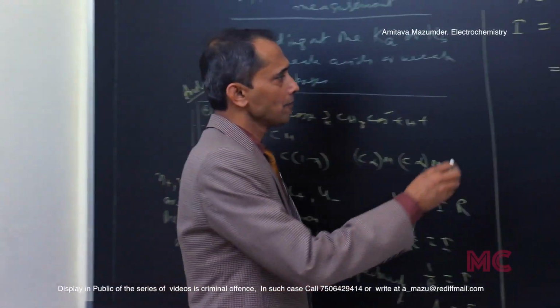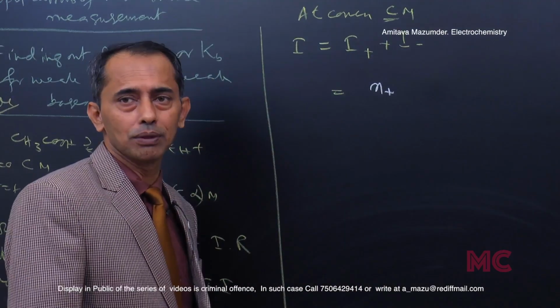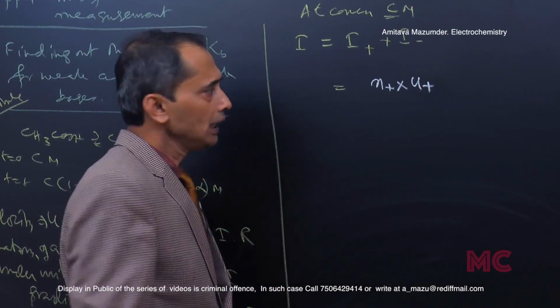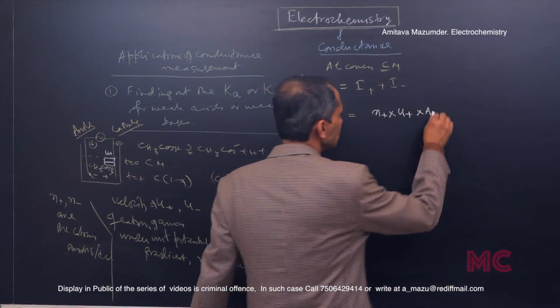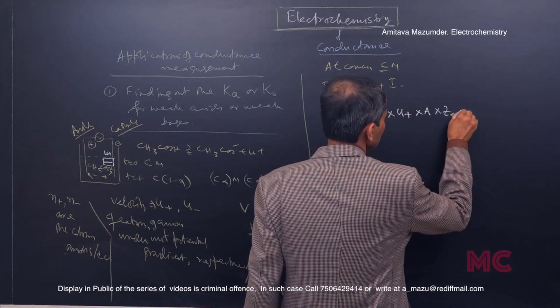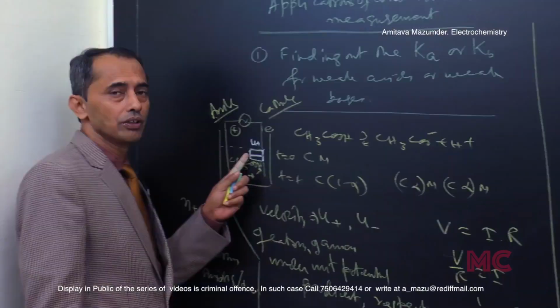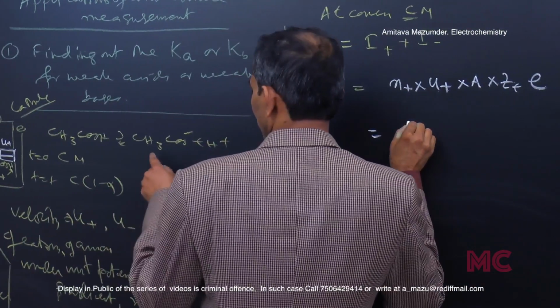So that means we can write N plus, the total number of cations per unit cc, into U plus into area, for example A, and let's say Z plus into E. Just look at over here, the number of cations per unit cc. Over here I am talking about N plus. That means what? It can be C alpha, the molarity.